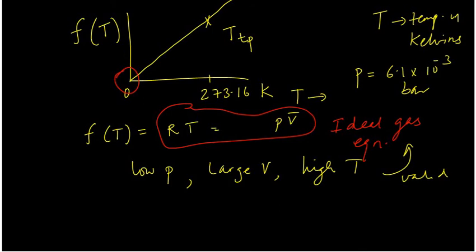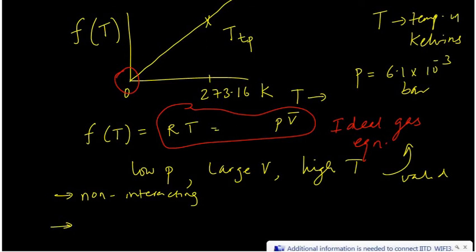But what exactly are the assumptions now? The assumptions are that, look, the ideal gas equation essentially says that these gas molecules are non-interacting, right? And also that these gas molecules are essentially point particles, so they do not have any volume, no volume.